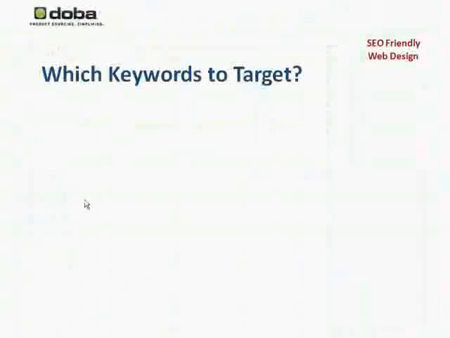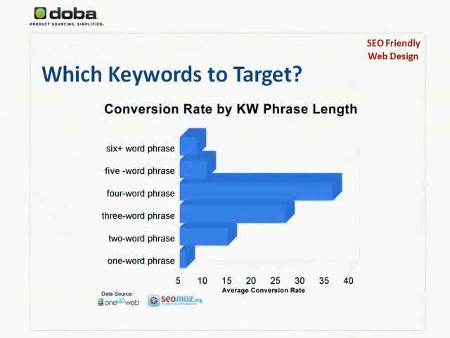Let's go back to this here and take a look at this chart. If you've got an online web store, what's the whole goal of that store? It's to make money. And how do you make money? You make money by selling things. So when somebody comes to your website, the one thing that you want them to do more than anything else is to buy something, okay? So this shows conversion rate by keyword phrase length. It shows that 1 and 2 keyword phrases don't convert very well.